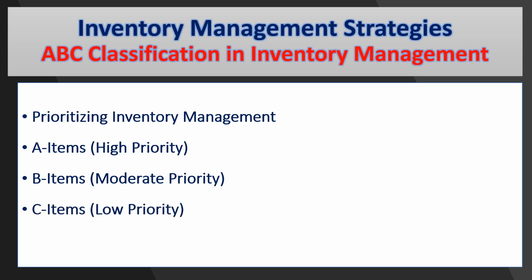C items, that is low priority, monitored less rigorously as they have the lowest impact. Often low value items are those with limited impact on production. Optimizing resources. ABC classification allows for optimal resource allocation and focus. It helps in reducing cost and improving overall inventory management efficiency.